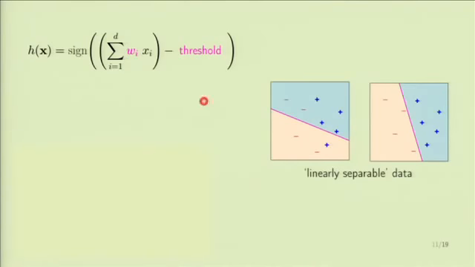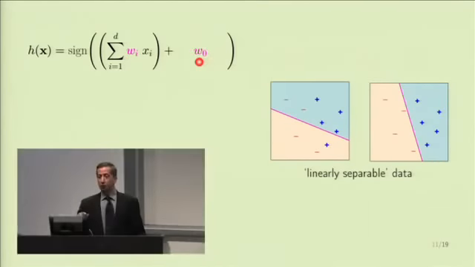Instead of calling it threshold, we are going to treat it as if it's a weight. It was minus threshold, now we call it plus W0. Absolutely nothing. All you need to do is choose W0 to be minus the threshold. No big deal. Okay. So why do we do that?